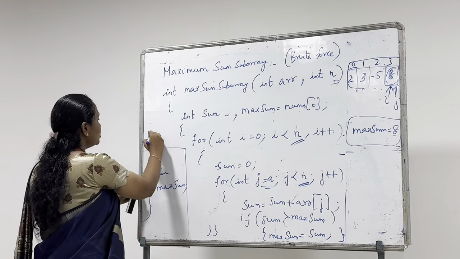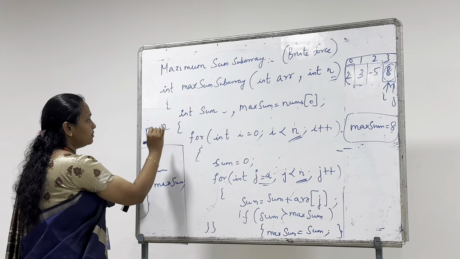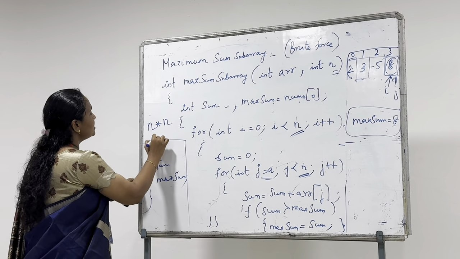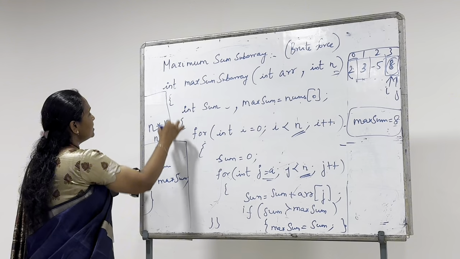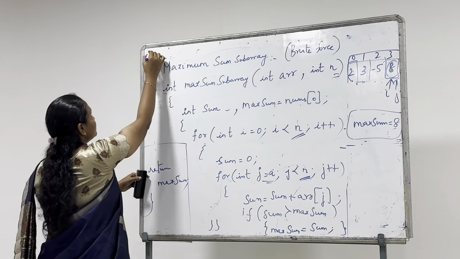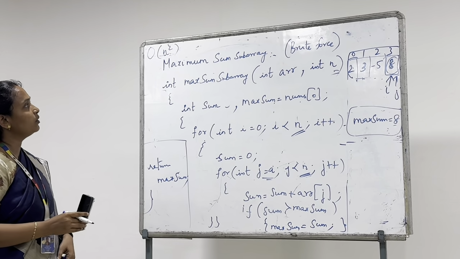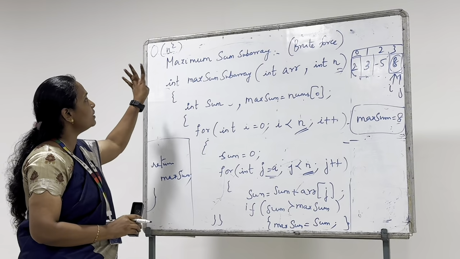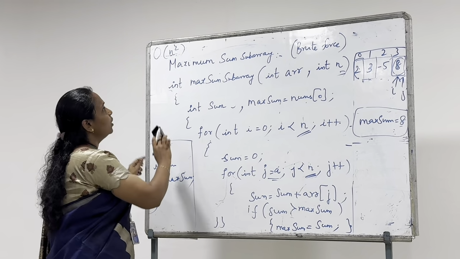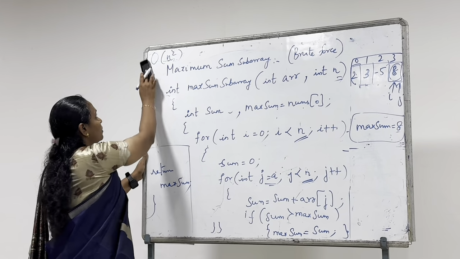So the execution of the inner loop takes n times, and the execution of the outer loop takes another n times. So the time complexity will be n into n, which is n square. So the total time complexity of this algorithm is big O of n square. Okay, so this is the first approach. Now we are going to see the second approach of solving the same problem.